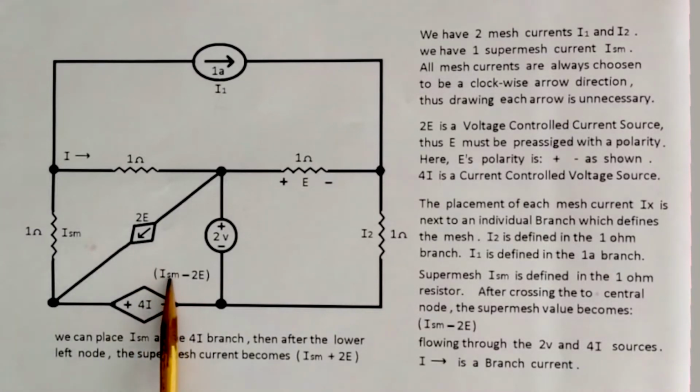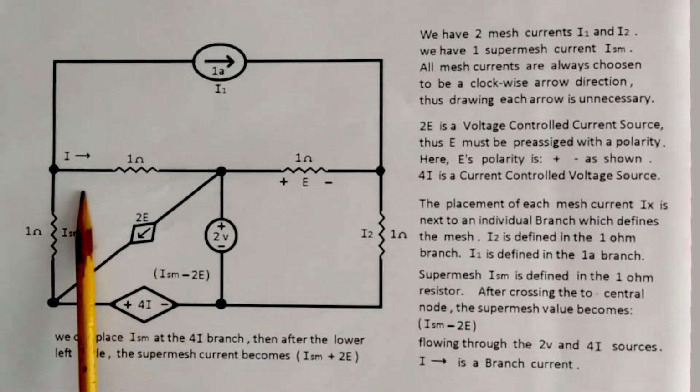Notice too the current here, which we'll show on the next slide, super mesh minus 2E. As our mesh currents and super mesh currents are always going clockwise, there's no need to show the arrows. There's no need to show any additional polarities across any other resistors, because we're not asking for any voltage across the resistors. We don't need this extra clutter on our diagram. So this is really all we need to ever show. But I will show mesh arrows on the next slide.